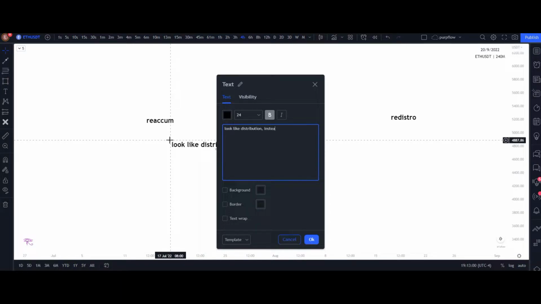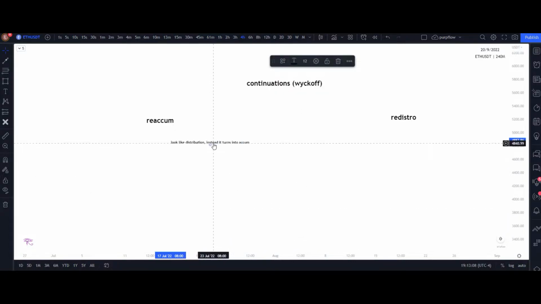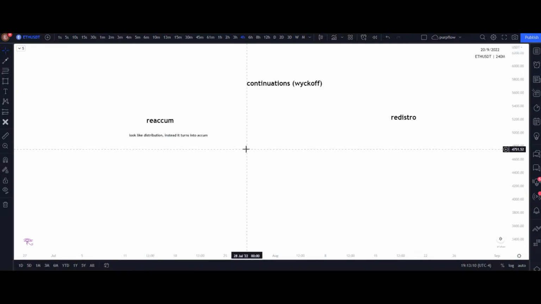Instead, it turns into accumulation. So let's just make this smaller. Let's make this 12. Let's put this down. For a reaccumulation, it looks like a distribution. Instead, it turns into accumulation. So what does this mean, right?